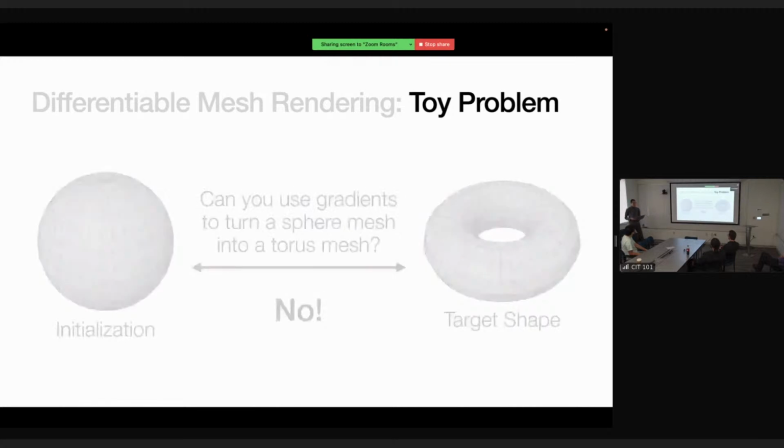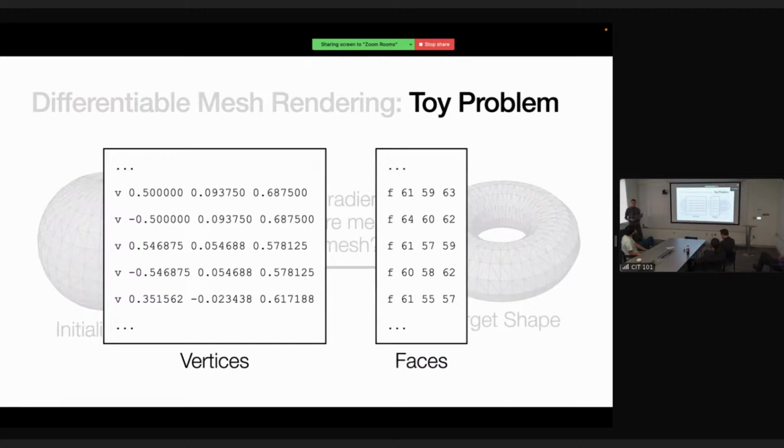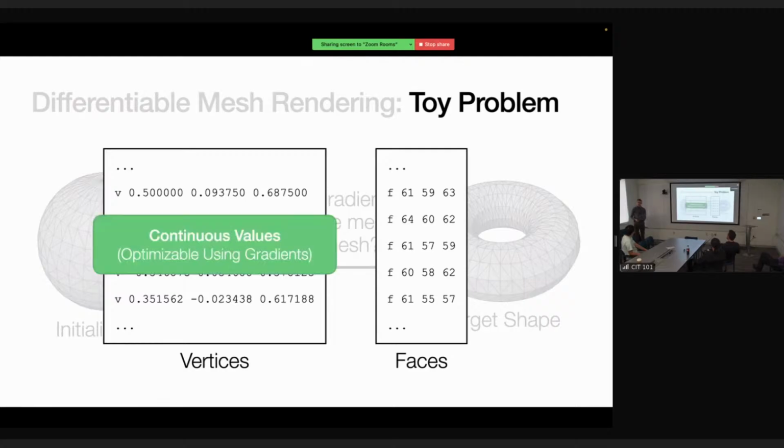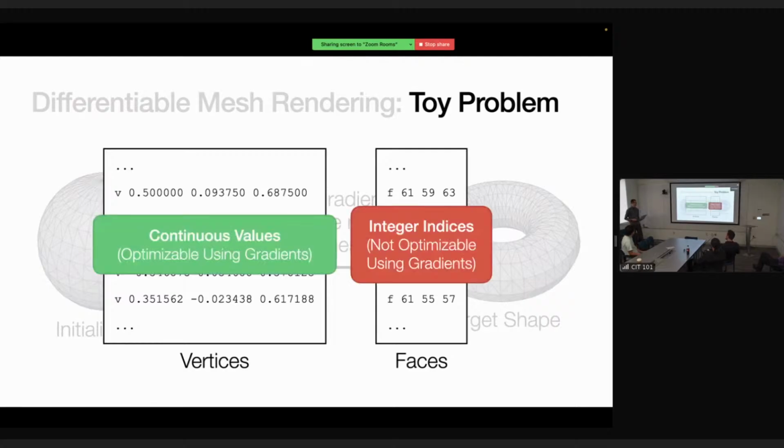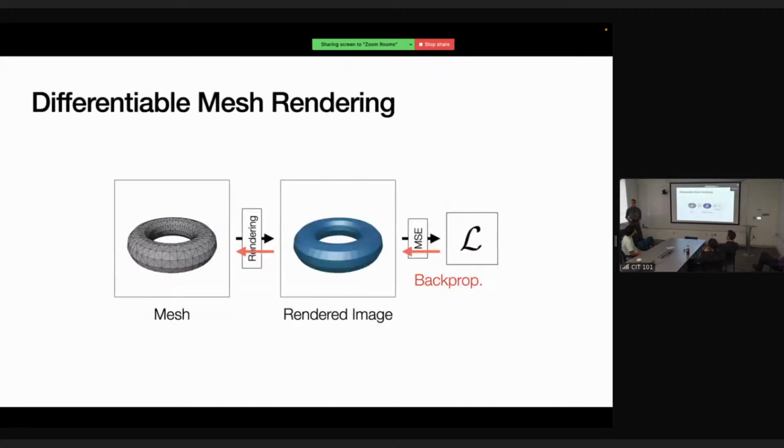The longer answer, or a slightly different answer, is that if you look at what a mesh is made of, it's made of vertices and faces. The vertices are continuous values, the faces are integers, and continuous values can be optimized with gradients, but integers cannot be optimized using gradients. And so, like Daniel said, there is no arrangement of the vertices here which you can get to via gradient descent that will turn the sphere into this torus or donut. Okay.